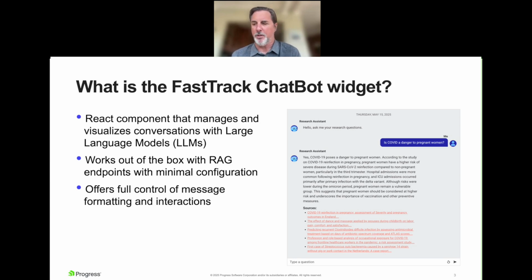So developers can build AI applications with the Fast Track chatbot widget. It lets you manage ongoing conversations with a large language model, and it works out of the box with the RAG endpoints that Drew was exposing in the code he was showing. But it also offers you full control of message formatting and the other RAG interactions if you need that kind of customization. And we'll show examples of this in code in just a moment.